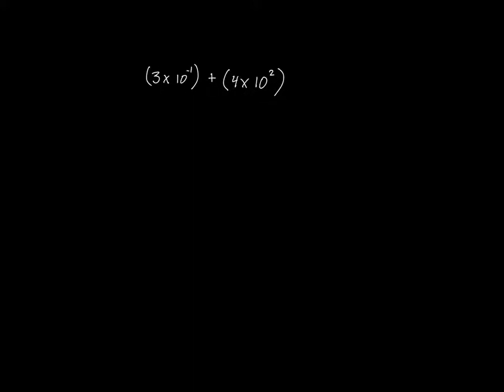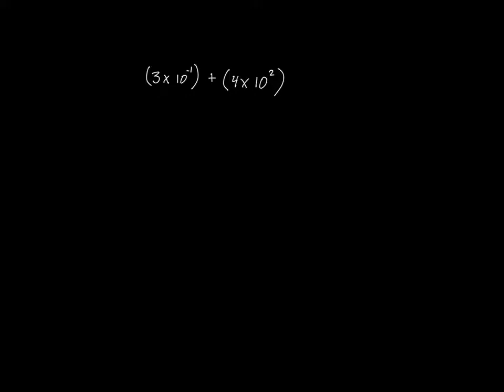Now, let's look at another problem. Now, in this case, we have a positive exponent and a negative exponent. So we have 3 times 10 to the negative first power plus 4 times 10 to the second power. Now, you need to make sure, once again, their exponents are the same. In this case, we have a -1 and a 2. So you need to make sure that one exponent becomes the other. You can either make the -1 a 2, or you can make a 2 a -1. So as long as you have that exponent on both sides, you can actually factor it out.